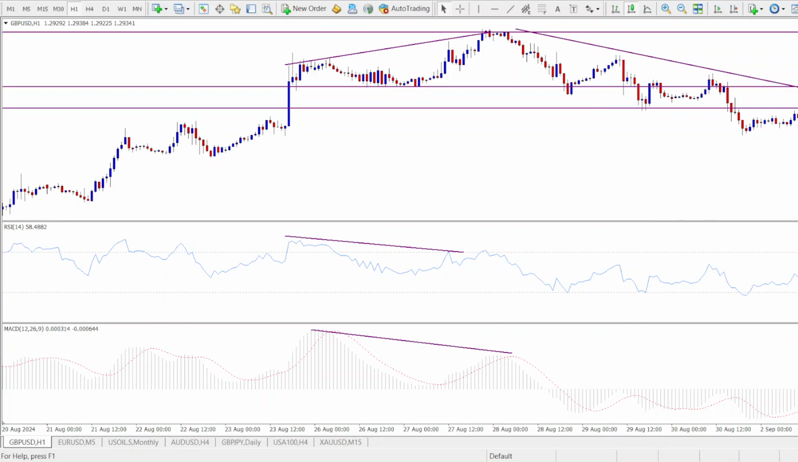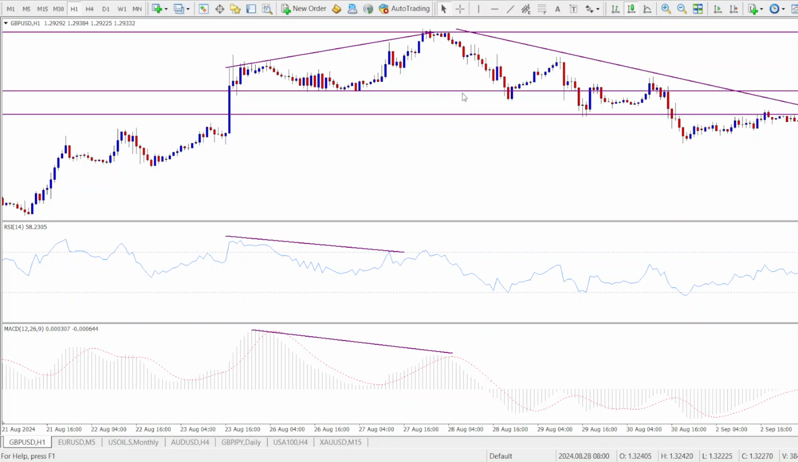Now, once you spot a divergence, don't rush in just yet. Okay, look for other confirmation signals such as support and resistance level. Like I said, it's important to set your support and resistance levels, okay, because it can help you to get extra confirmation. All right, this extra step can help you avoid false signals and improve your entry timing.